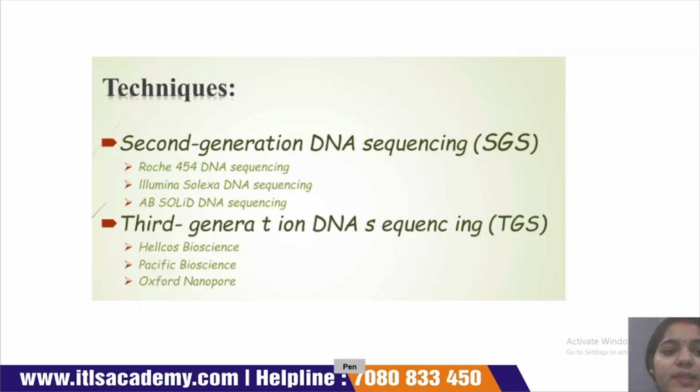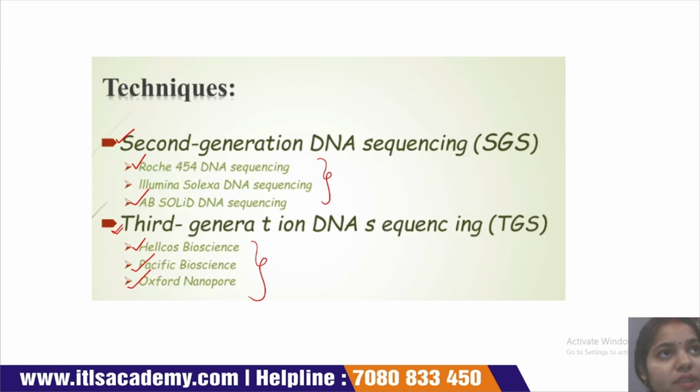Now we discuss the second generation DNA sequencing methods. First is the Roche 454 DNA sequencing method, Illumina Solexa DNA sequencing, and AB SOLiD DNA sequencing. These are the second generation sequencing methods. Now we discuss the third generation DNA sequencing methods. First is Helicos Bioscience, Pacific Bioscience, and Oxford Nanopore. These are the third generation DNA sequencing methods.